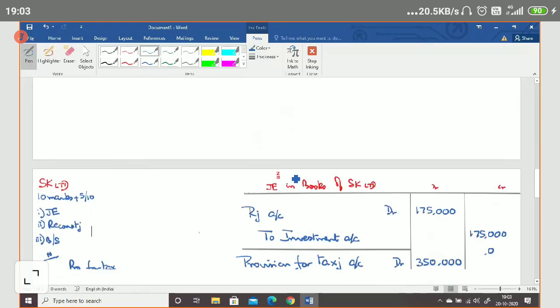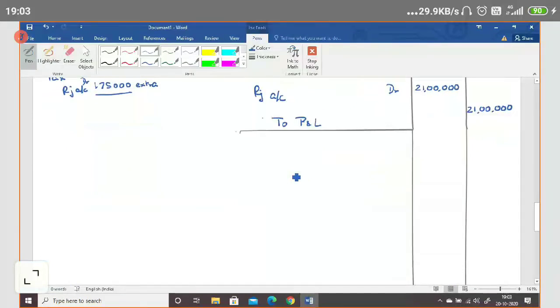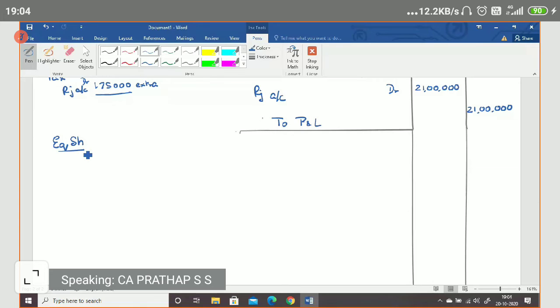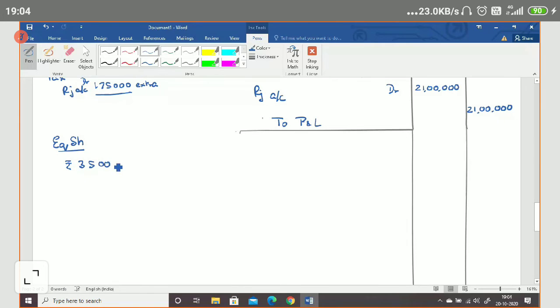So working notes. Here, equity shares. What is the present position of equity shares? It was some 35 million. So we'll put it all in lakhs. So number of shares, it is rupees 350 lakhs. It is 350 lakhs. So divided by 10, when you divide by 10, it will become the number of shares.